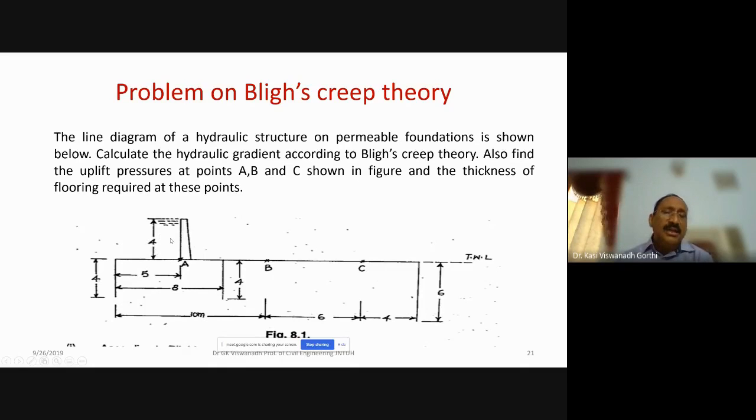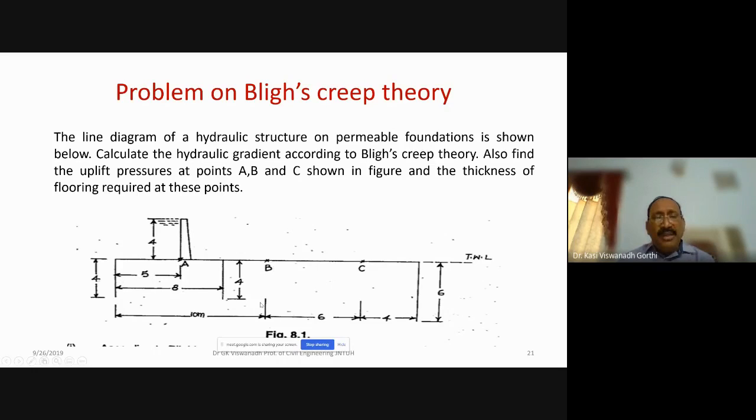4 meters is the total height of water here, and 4 meters is the length of the upstream sheet pile. 4 meters is the length of the intermediate pile. 6 meters is the length of the downstream sheet pile. And the location of point A is 5 meters.